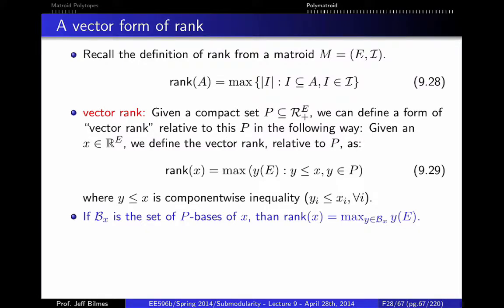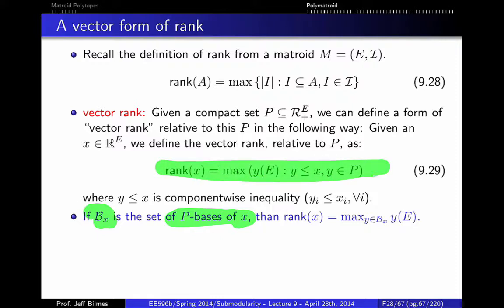And now let's define B sub x as the set of all P bases of x. Namely, those are the vectors y that correspond to this solution. Now, we didn't say in 9.29 that they're necessarily unique. There could be more than one, there could be one. But let's say that script B of x is basically all of them. So all of the vectors such that when we take this, we get the rank. Okay?